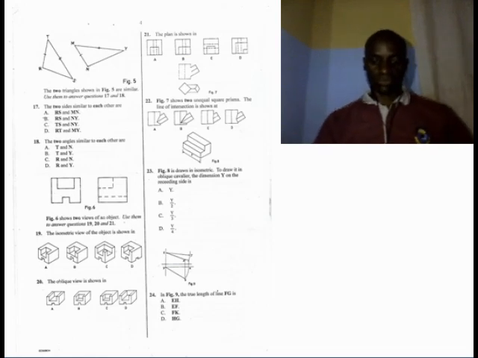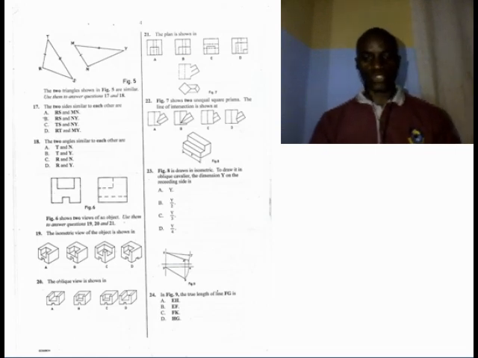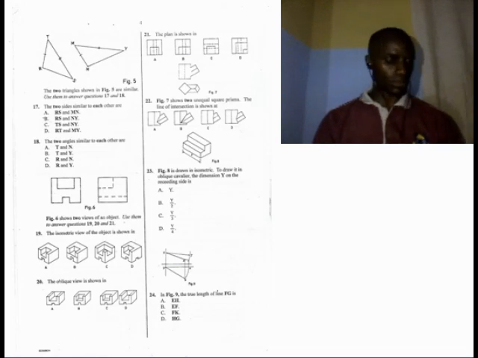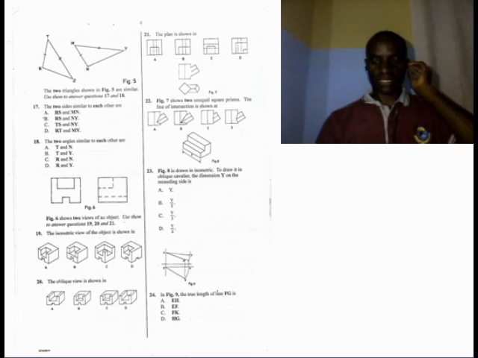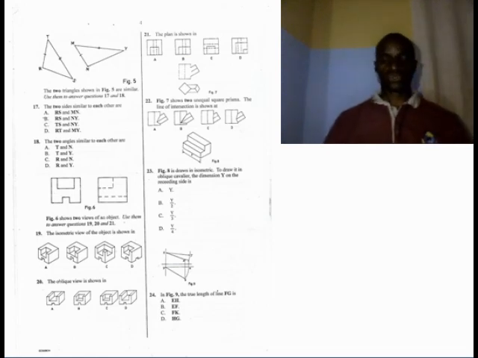Number 18. The two angles similar to each other are, we have A, T and N, B, T and Y, C, R and N, and then D, R and Y. Now, the correct answer in this particular place is what? R and N. It is the angle joining the shortest side and the second longest line. Now, questions number 19, 20, 21, and 22 are contained in the video shown below.